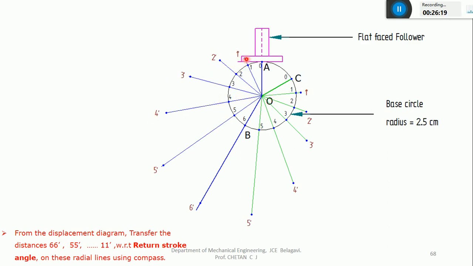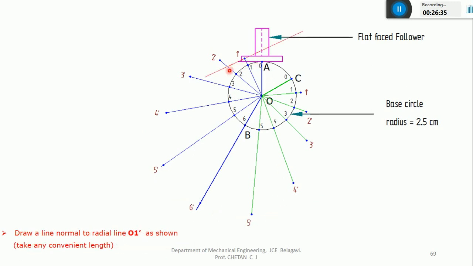So at this point, 1 dash, I'll draw a perpendicular line to these radial lines. Again, I'll draw the perpendicular line to these radial lines. So I'll get a total, I think, 11 to 12 perpendicular lines. So this is the first one you can see here. You can take any length because the width of the flat face is not given. So you can take any length, and this red color line is a perpendicular line or the normal line.